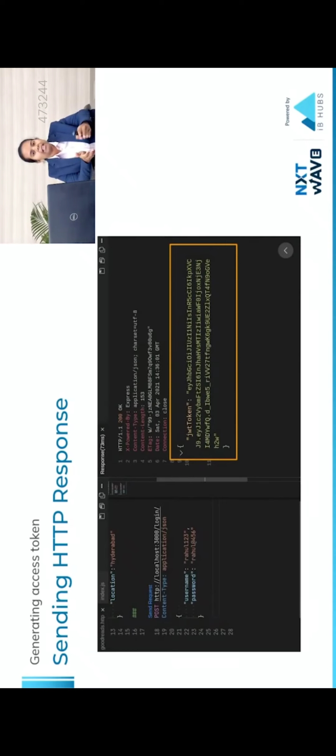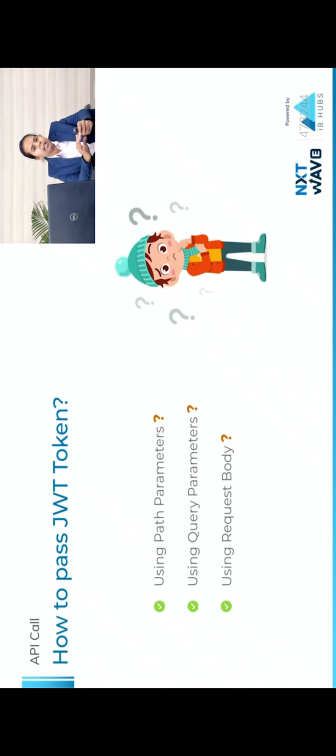Now, how will the client pass the JWT token to the server? There are different ways that we have seen so far: either path parameters or query parameters. If the JWT token is passed as path parameters or query parameters, then what will happen? The URL is public, so when it's navigating through the entire network through different routers, someone in between can copy that token present in the URL and misuse it. So that is not the solution.